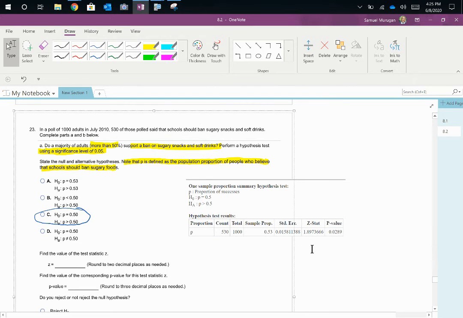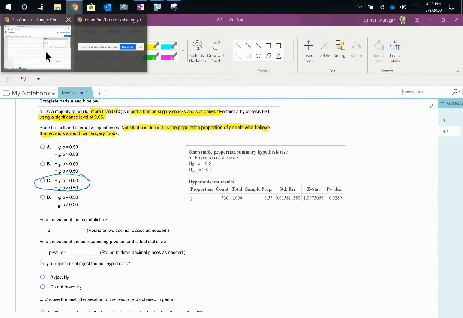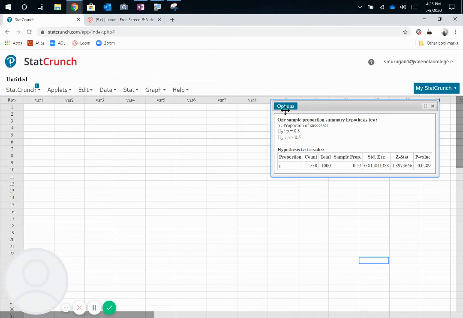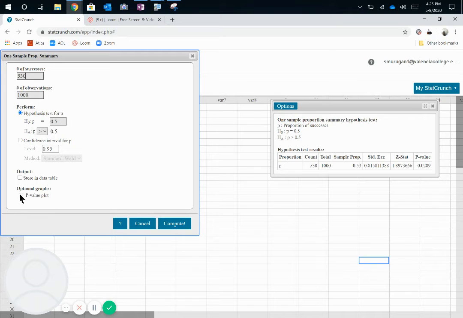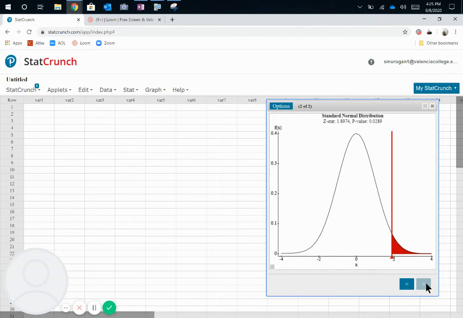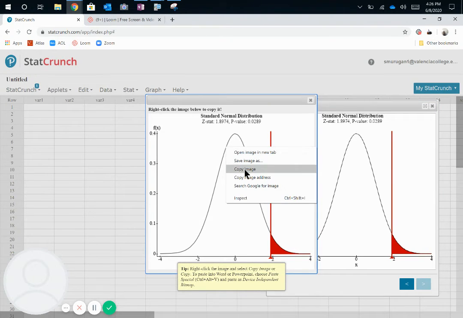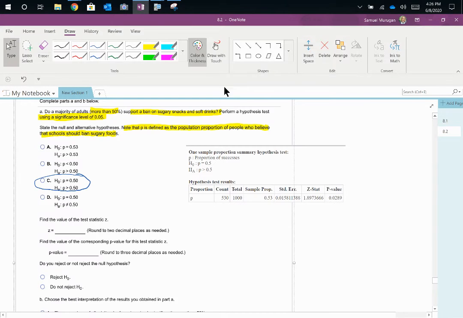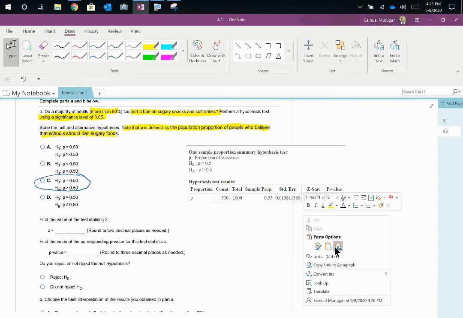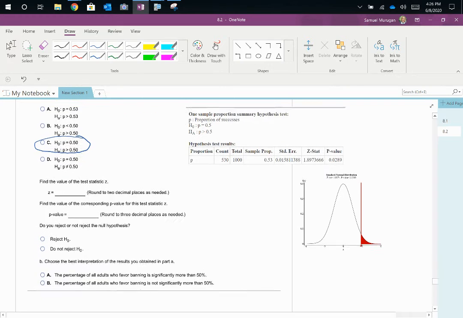Okay, and by the way, if you want the graph from this, it's not absolutely necessary, but if you want to see the right tail graph, go back to Options, Edit, and P-value plot, and Compute, and then click the right button, and you would see the graph of the right-tailed figure that you're hoping to see. Yeah, but like I said, not absolutely necessary.